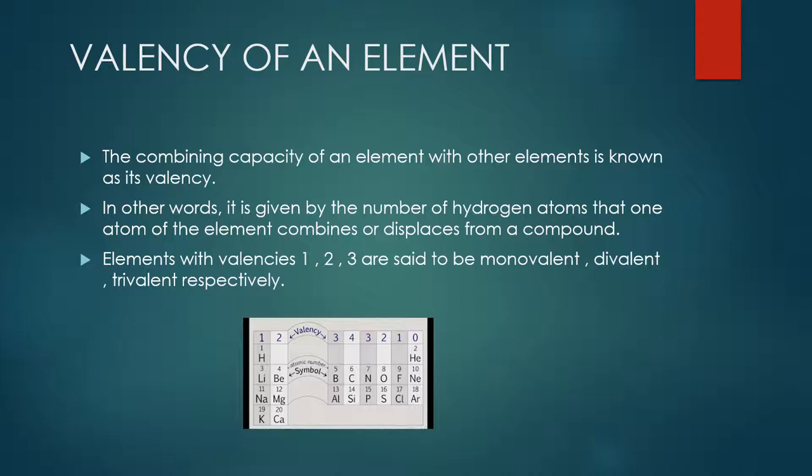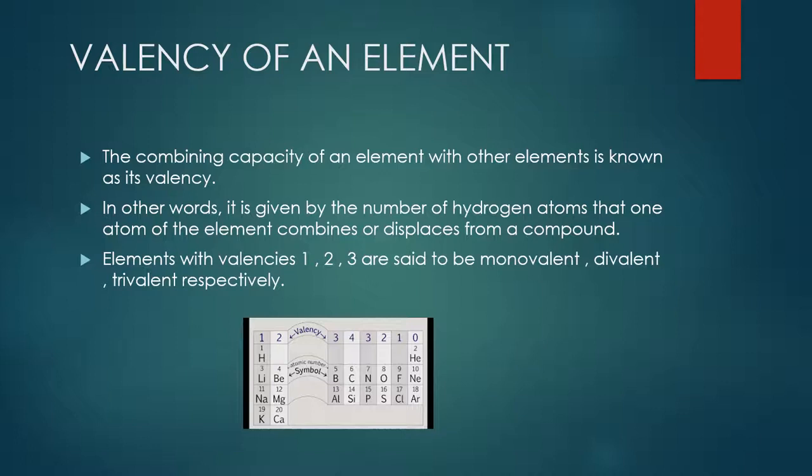So what is valency? The combining capacity of an element with other elements is known as its valency. In other words, it is given by the number of hydrogen atoms that one atom of an element combines with or displaces from a compound. Elements with valency 1 to 3 are said to be monovalent, divalent, trivalent, respectively. In our book, there is a table showing the valencies of the first 20 elements, which the students are expected to learn. Here I have shown a glimpse of it.